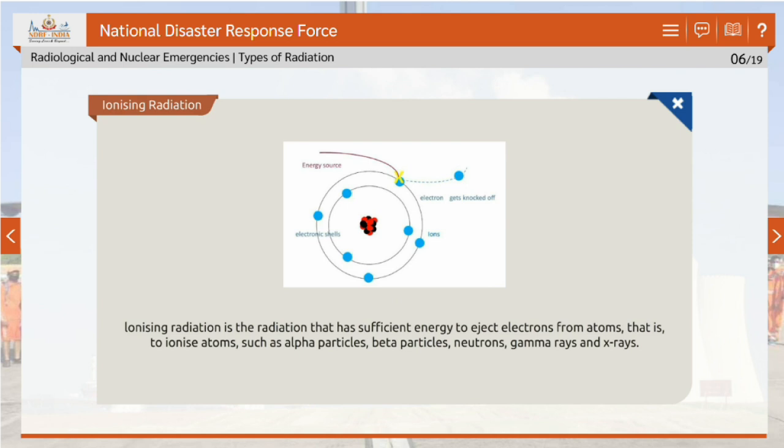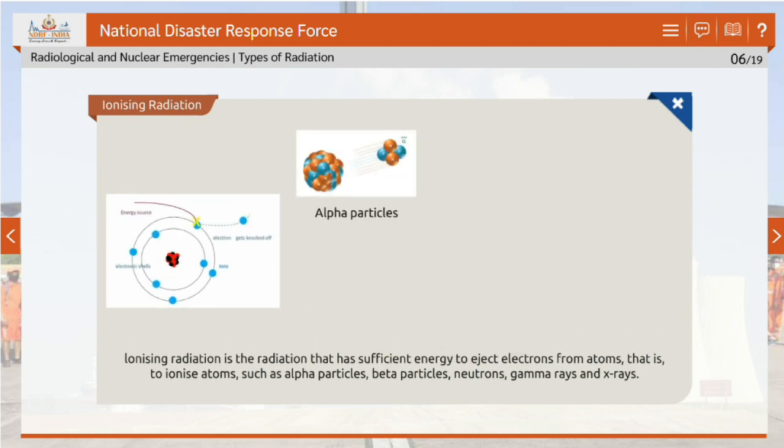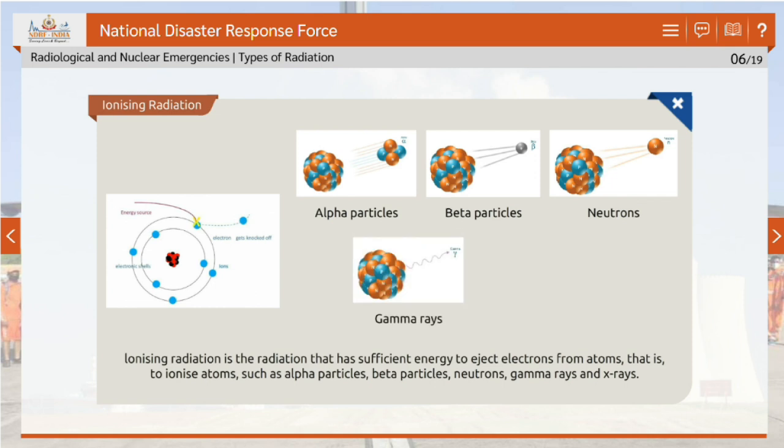Ionizing radiation is the radiation that has sufficient energy to eject electrons from atoms, that is, to ionize atoms, such as alpha particles, beta particles, neutrons, gamma rays and X-rays.